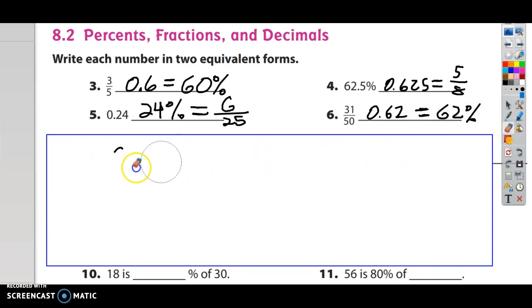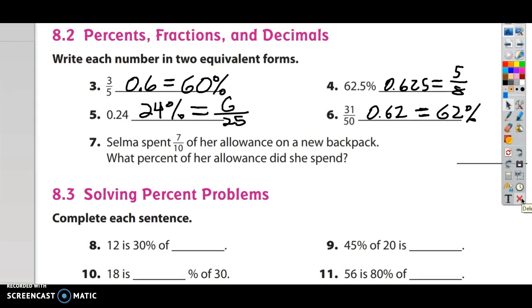All right, one word problem here, and then we're on to the next section. The word problem reads, Selma spent 7/10 of her allowance on a new backpack. What percent of her allowance did she spend? Well, you know that when you take your quizzes, if you get 7 out of 10, you know that's a 70%. So 7/10 is 70%. All right, moving on to the bottom section.